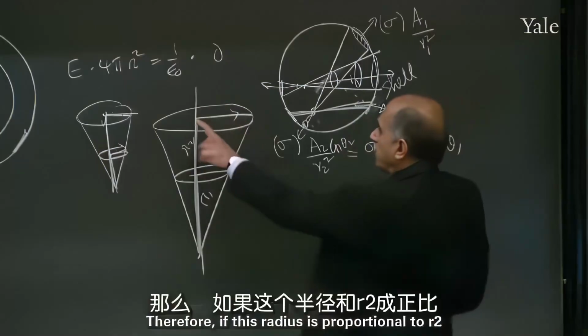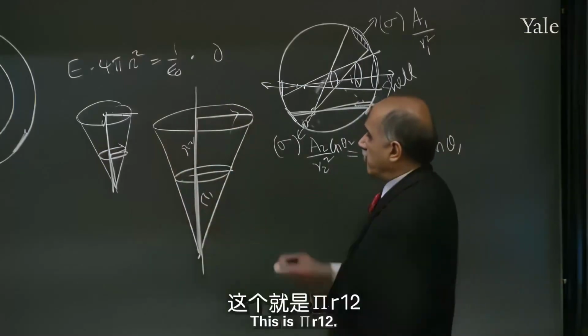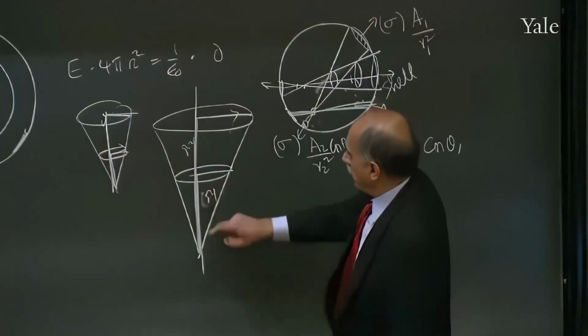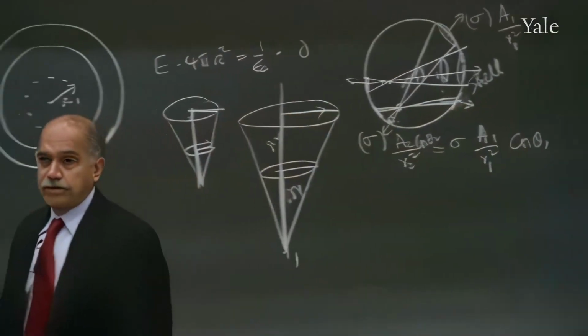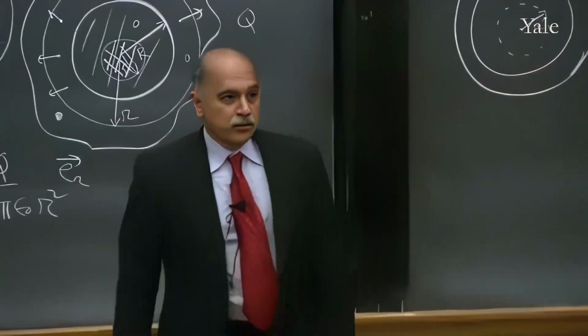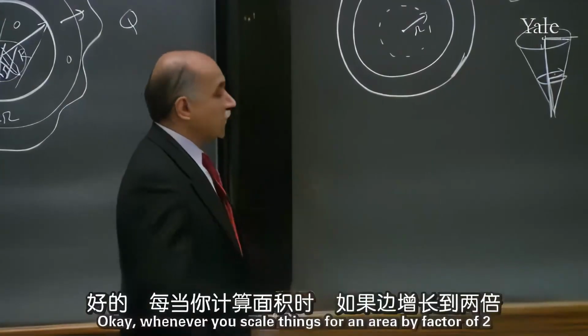Therefore, if this radius is proportional to R2, the area of that circle is pi R2 squared. This is pi R1 squared. So that will go like that distance squared is to that distance squared. Whenever you scale things for an area by a factor of 2, it will go like the square of that factor.